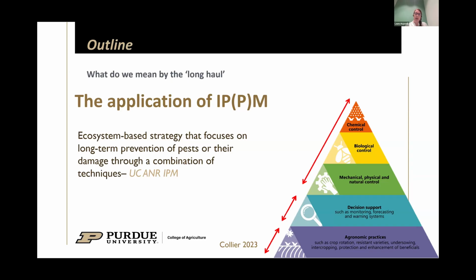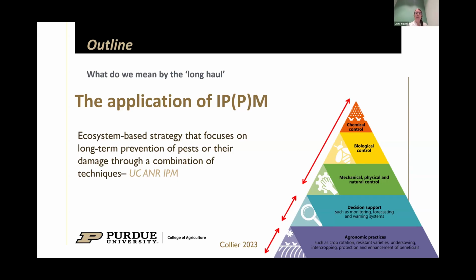Then we have the next layer on here, which is the decision support. So how and when are we making decisions around pest management in our crops? So this is where I'll talk a little bit about monitoring, using thresholds, forecasting tools to be able to help predict or identify when the crop is actually present or when the pest is present in the crop.